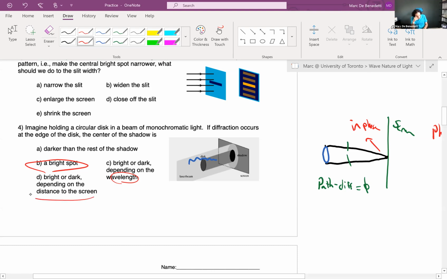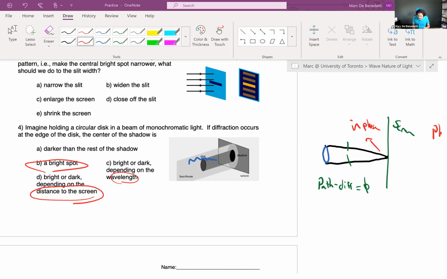And D, the distance to the screen: you can see here in the diagram, I could have drawn the screen really close, I could have drawn the screen really far. It doesn't necessarily change in any way the path difference between the top ray and the bottom ray. It changes the total length, for sure, and it might change the size of the center bright spot, that's true, but it doesn't change the path difference between the top ray and the bottom ray.